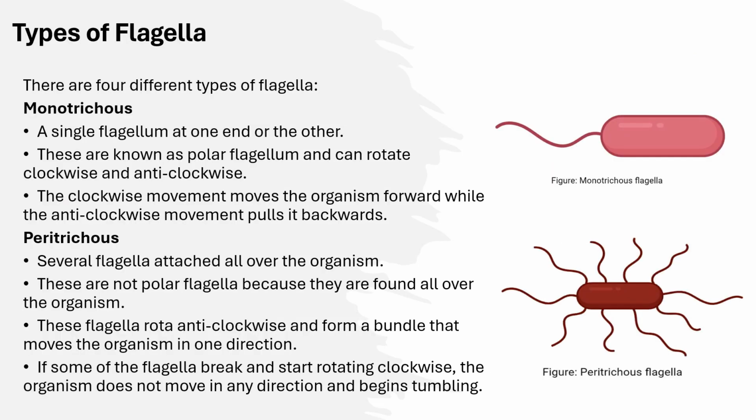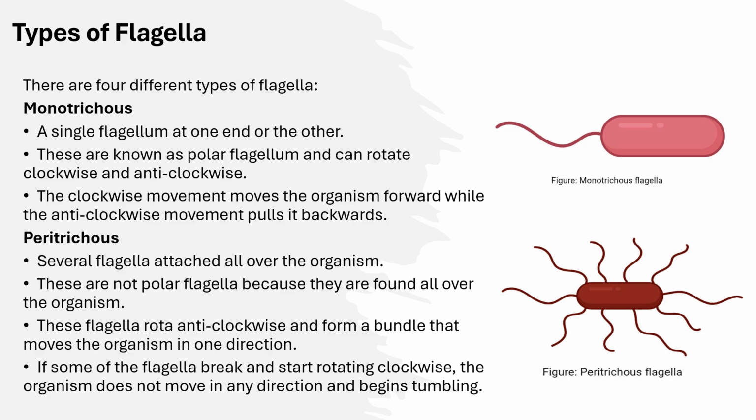Types of flagella. There are four different types of flagella. They are monotrichous, peritrichous, lophotrichous and amphitrichous. First one is monotrichous. A single flagellum is present at one end, as you can observe in the diagram. It is also known as a polar flagellum and it can rotate both clockwise as well as anti-clockwise. The clockwise movement moves the organism forward while the anti-clockwise movement pulls it backward.